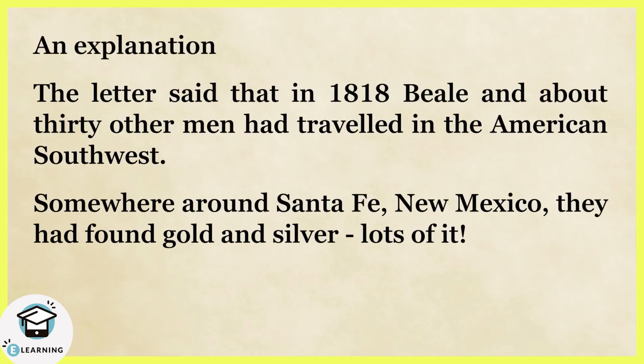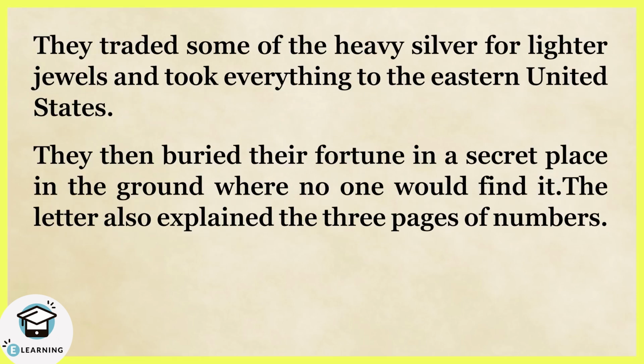An explanation. The letter said that in 1818, Beale and about 30 other men had traveled in the American Southwest. Somewhere around Santa Fe, New Mexico, they had found gold and silver, lots of it. They traded some of the heavy silver for lighter jewels and took everything to the eastern United States. They then buried their fortune in a secret place in the ground where no one would find it.